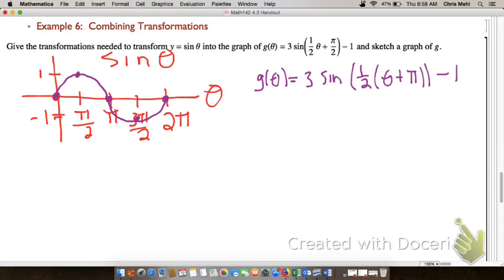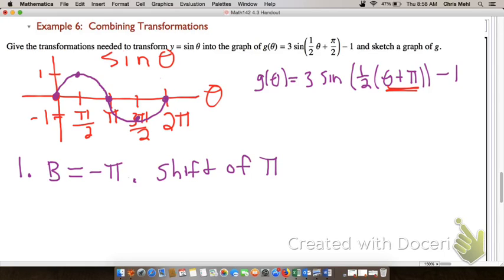First, for the phase shift, the value of B is the opposite of the sign in the parentheses. So I'm looking right inside these parentheses at the theta plus pi. The sign of B will be the opposite of the sign that you see in the parentheses, so B is going to equal negative pi. So that is a phase shift, a shift of pi units left.